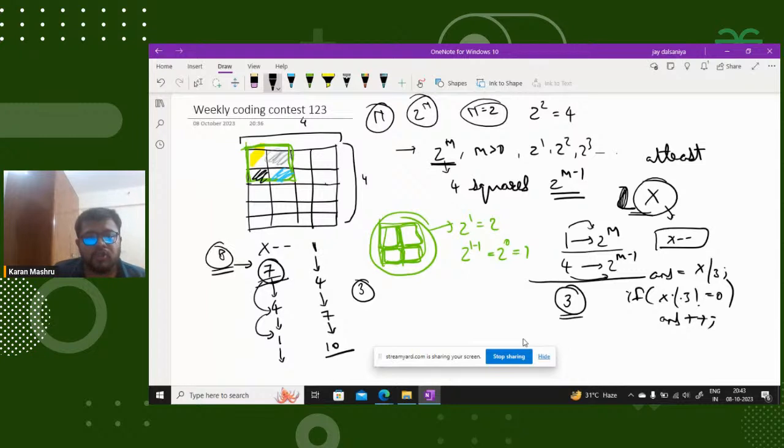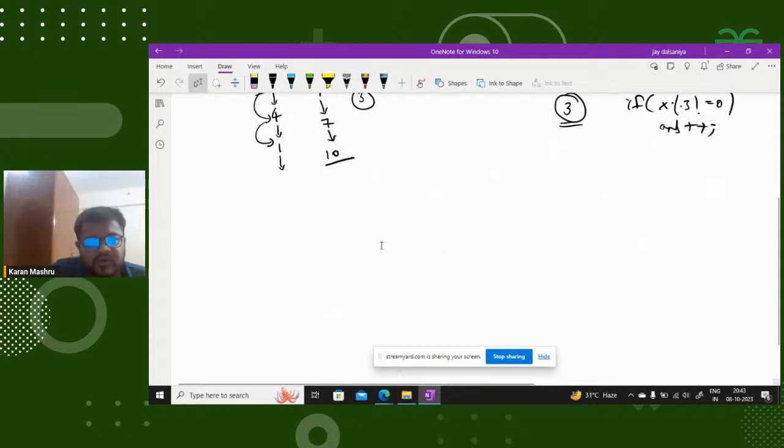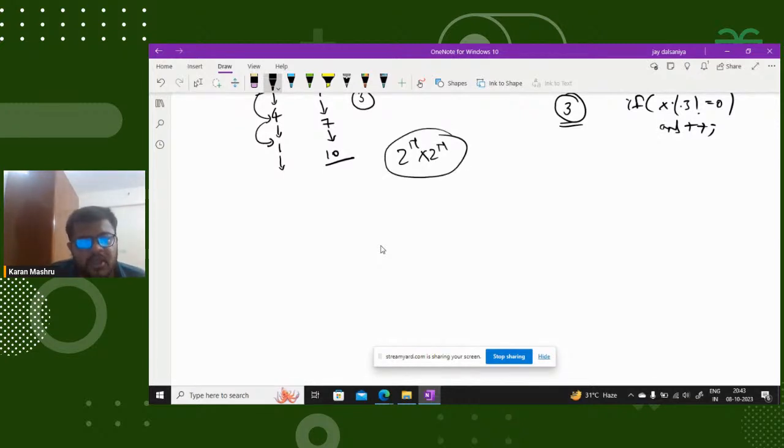Also, when will we return minus 1? When we cannot make x number of squares. So what is the smallest square possible? Each square will be of 1 unit, right? So if the length of the side of the initial square is 2 to the power n, then the maximum possible total number of squares is 2 to the power n into 2 to the power n. So if x is greater than that, then I will return minus 1. Is this much clear?